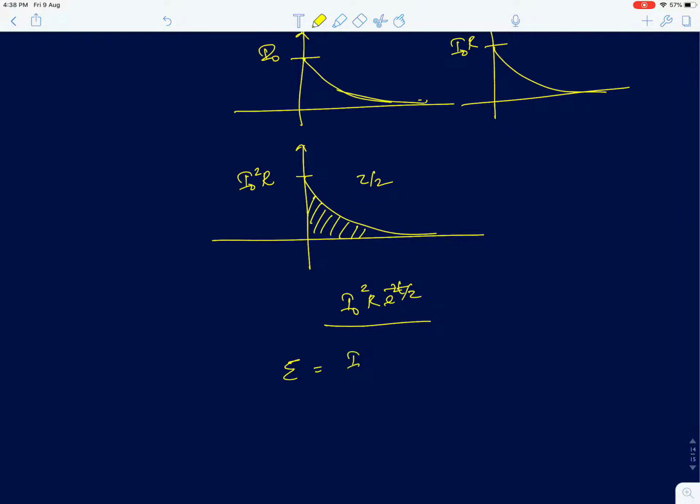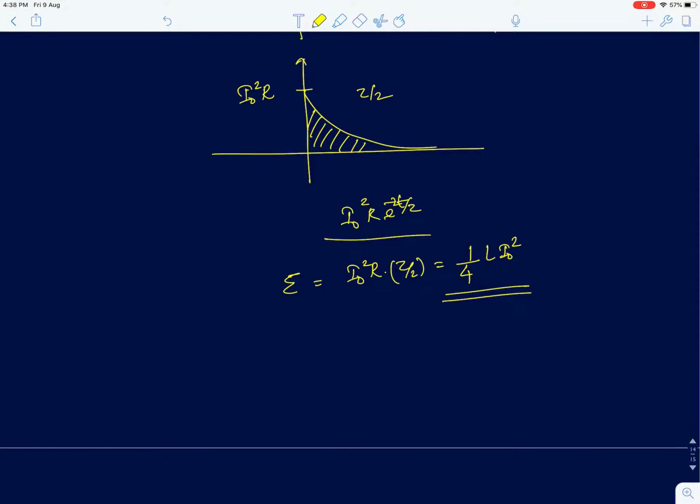So that will be simply I0 square R into tau by 2, where tau here is L by 2R. So you're going to get 1 by 4 L I0 square. That remaining energy actually gets dissipated in this parallel resistance R. Now if you look at this energy, it is actually independent of the value of R.